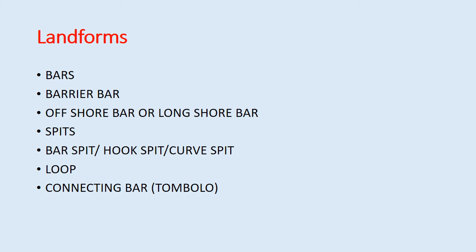The main depositional landforms in the coastal zones are the bars, barrier bars, offshore bar or longshore bar, spit, bar spit or hook spit or curve spit, loop and connecting bar. It is also known as tombolo.